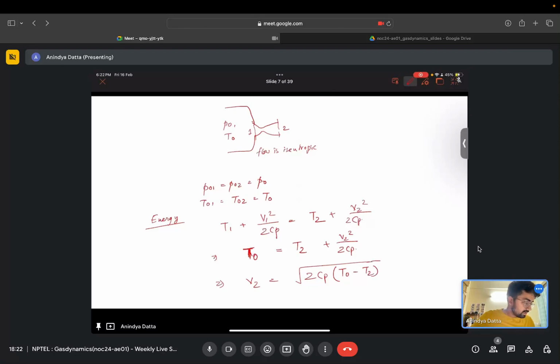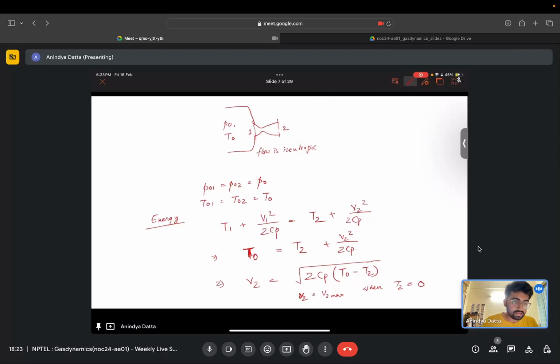Now if you look at the right hand side, when do you think maximum velocity will occur? V2 is equal to V2 max when T2 is equal to 0, right? So when a question says what is the maximum velocity you can attain, it means that you expand the gas through the nozzle such that at the exit the temperature becomes equal to 0 Kelvin. That is when you will achieve the maximum velocity.